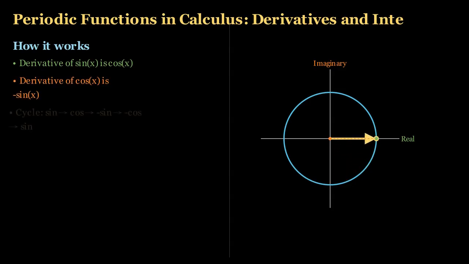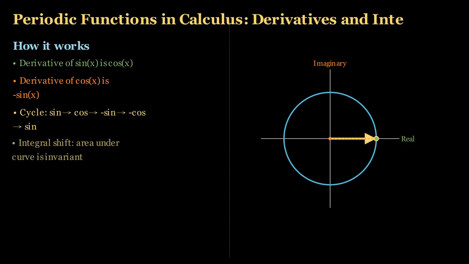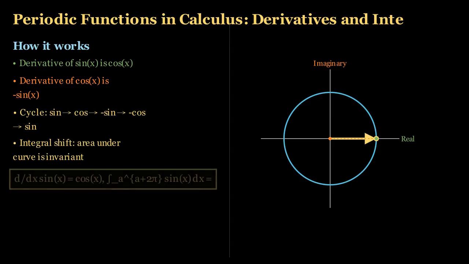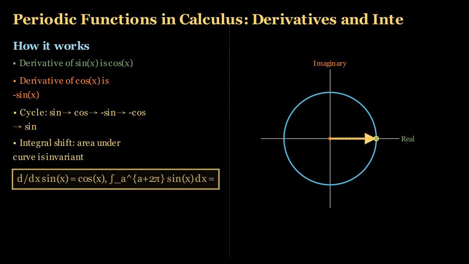Similarly, the horizontal shadow's rate of change is negative sine. This gives a beautiful cycle. Differentiate sine, you get cosine. Differentiate cosine, you get negative sine, again gives negative cosine, and one more brings you back to sine. For the integral, imagine shifting the starting point by a quarter period. The area under one full hump of sine from 0 to 2 pi is exactly the same as from pi over 2 to pi over 2 plus 2 pi.